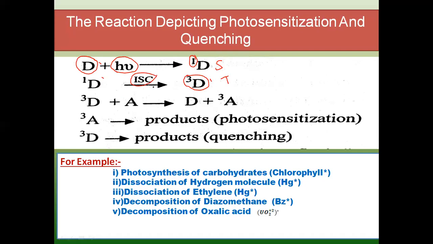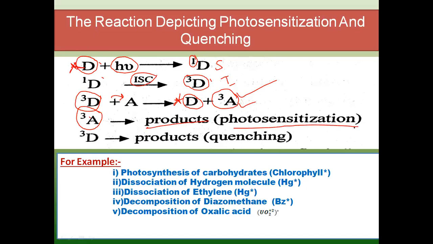And then in a triplet energy level, this triplet energy level donor transfers its energy to the A. A is the acceptor or reactant molecule. Then it goes to the triplet energy level of the acceptor molecule, and this D, the donor, comes to the ground state. Now you can see here, this is the ground state condition, and this is again the ground state condition after giving the energy to the acceptor or reactant molecule. Then this reactant molecule in a triplet energy level produces the product. So this process is known as photosensitization.